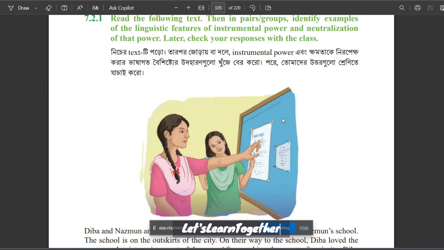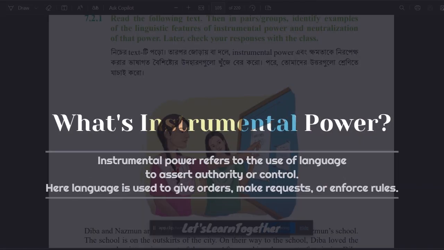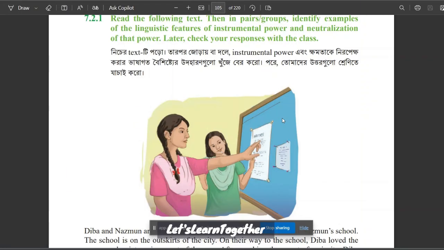Neutralizing instrumental power means, at first let's know what instrumental power itself is. In the last lesson we discussed what instrumental power is. It is basically the language that is used to express authority, to give commands or orders, or to enforce rules on people in certain circumstances. To demonstrate instrumental power, we can give direct commands like "do the work," or "you have to do this."